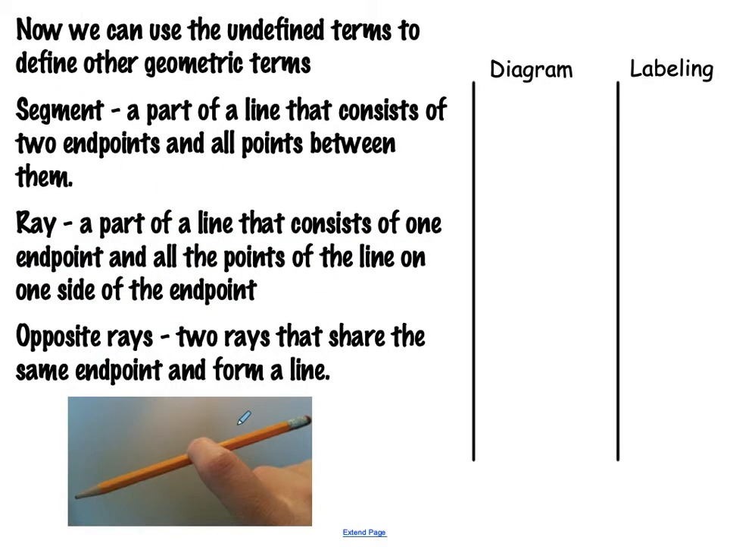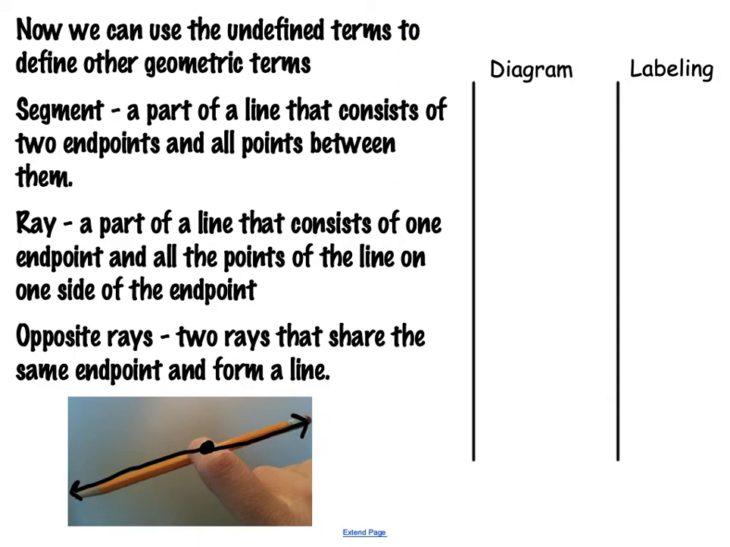Opposite rays, right? And then I use this example because opposite rays are 2 rays that share the same endpoint and form a line. So if you take a pencil and you put your finger anywhere in between this pencil, you have now created an endpoint, okay? And they're sharing the same endpoint and forming a line. So from this endpoint to the eraser is one way. From this endpoint to the tip of this pencil is going the opposite way, and these are called opposite rays.